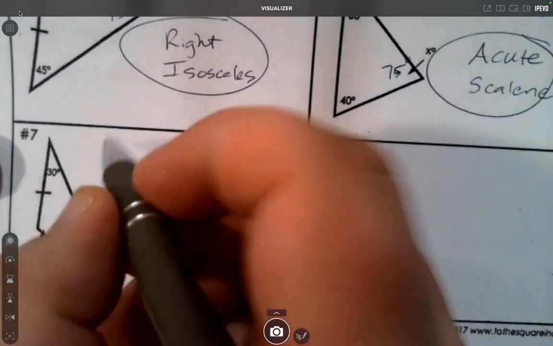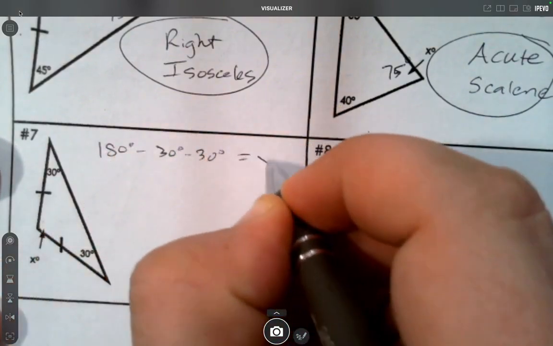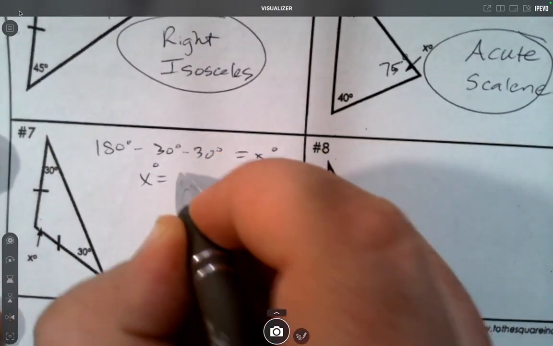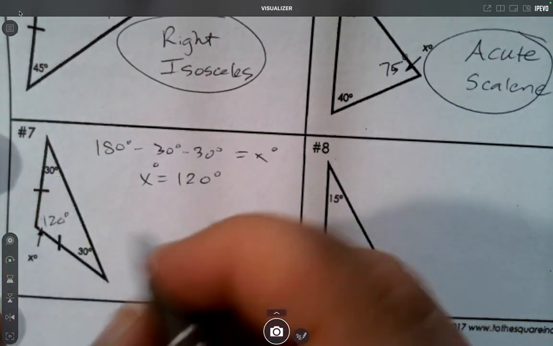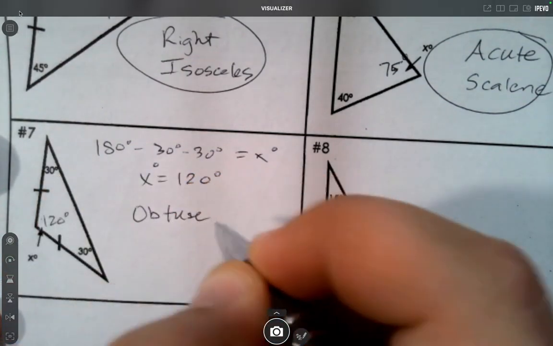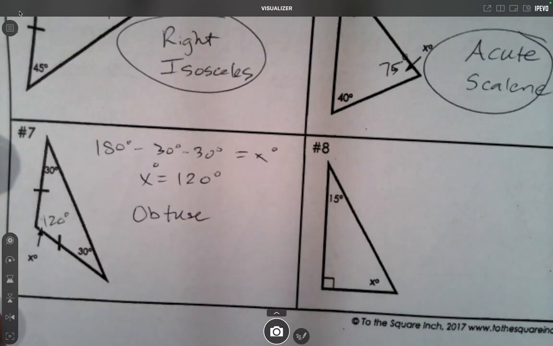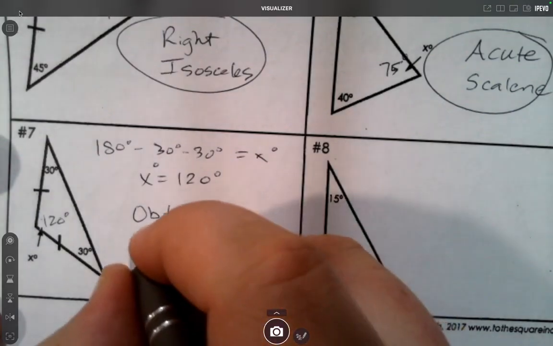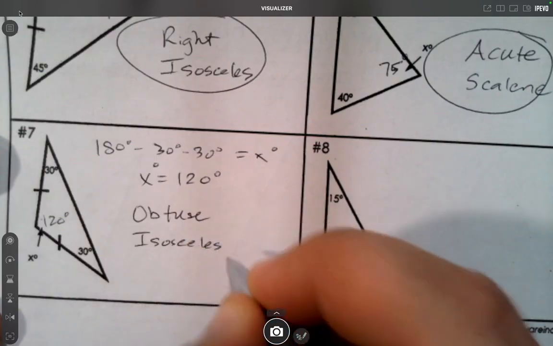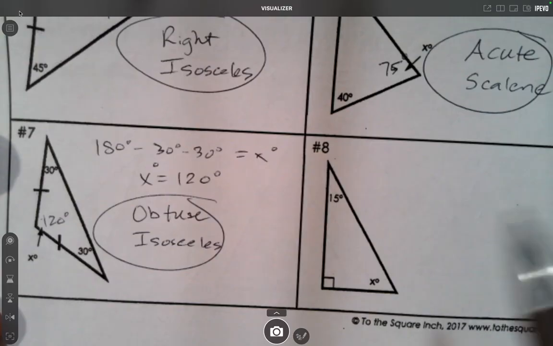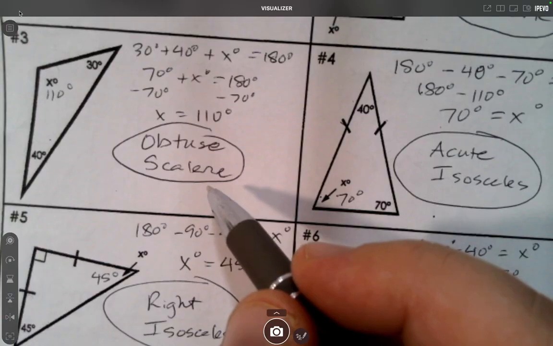Okay, number 7, we do 180 minus 30 minus 30. That's going to tell us that x is equal to 120 degrees. So 120 is that one right there. So that is obtuse because we have an angle greater than 90. And I see 2 tick marks, so that tells me that it is isosceles because there are two sides that are congruent. So like I said, they can be all mixed up. This one's obtuse isosceles, while number 3 was obtuse and scalene.